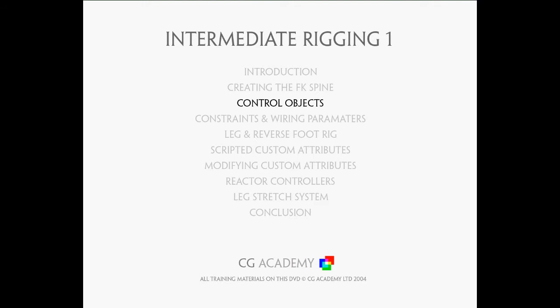In Chapter 3, Constraints and Wire Parameters, I'll show you how to use rotation constraints and wire parameters to connect the spinal column to the control objects to create those really nice S shapes in your spine.